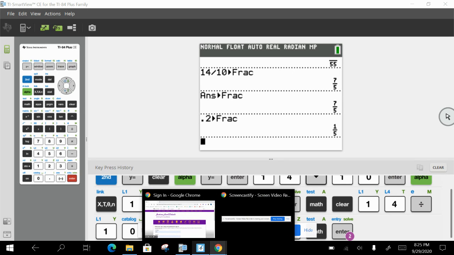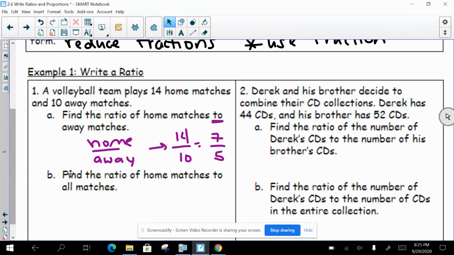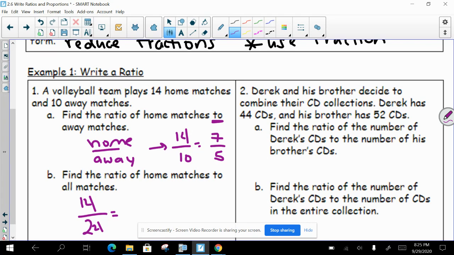All right, so anyways, part B, the ratio of home matches to all matches. Home to all would be 14, and all would be both of them, so 24. Reduced, that would be 7/12. Okay, so pretty easy, right? Let's just do this one just in case.